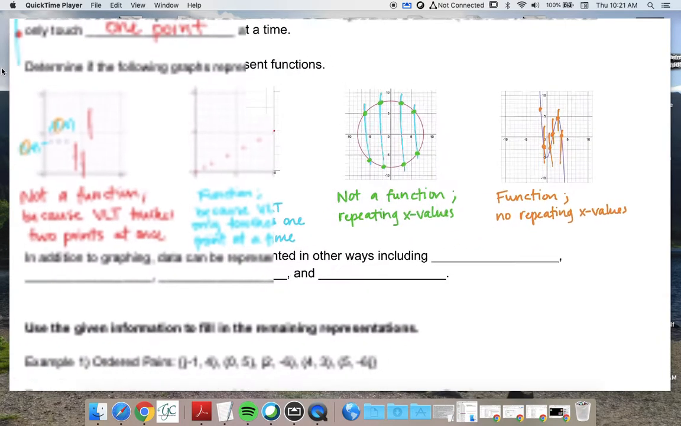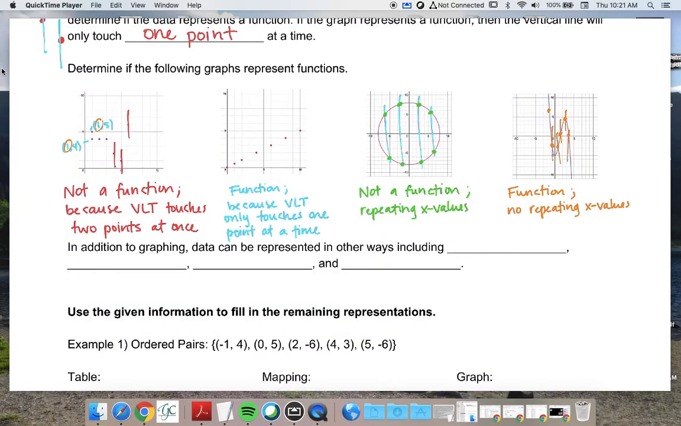Okay, so that vertical line test is a really quick visual way for us to determine if a graph represents a function without actually having to look at the ordered pairs and identify the actual x values. We can just look to see, are there 2 points stacked on top of each other? If so, not a function. If they're all spread out where they don't overlap at all, then we do have a function.